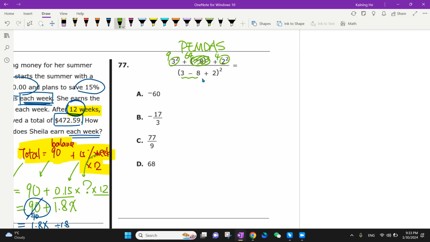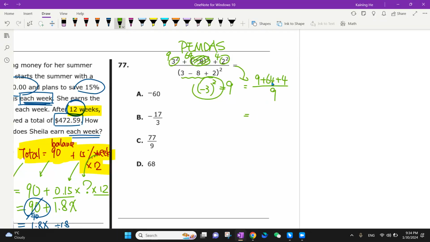Now, again, everything inside parentheses comes first. So 3 minus 8 plus 2. This is negative 5 plus 2. You have negative 3 in parentheses squared. Based on that, this whole thing will become a 9 again. So in here, I have 9 plus 64 plus 4, and then divide by 9. Okay, let's merge them.